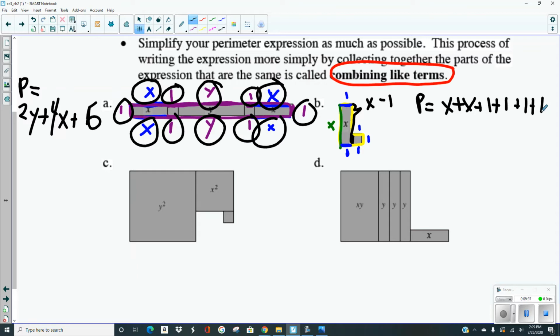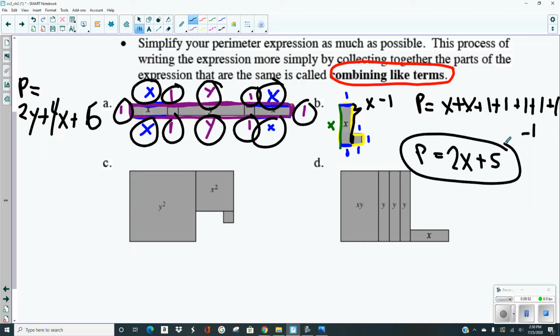There's 1, 2, 3, 4, 5, and then I have a minus 1. So combining like terms, I'm left with 2x plus 5. Let's go ahead and continue.